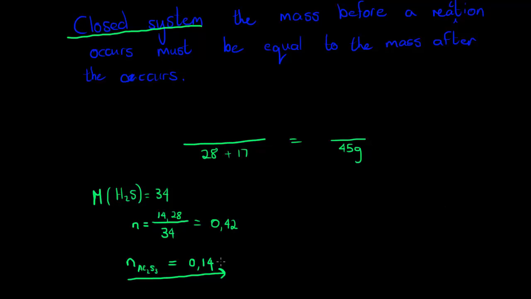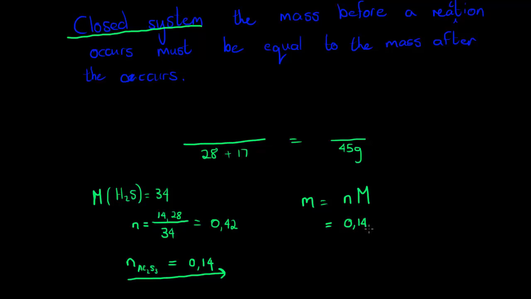Now again, I can't work with this when it comes to the actual percentage, because in my percentage question I need to work out the amount of grams that are left. So to work out the mass, I would use the number of moles times the molecular mass. Sorry, I misspoke. The number of moles that reacted during this reaction is 0.14.